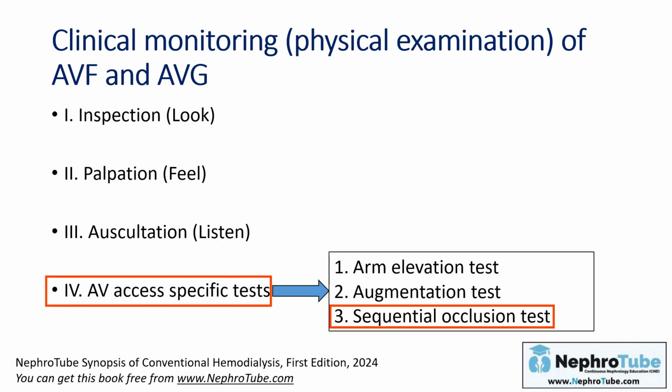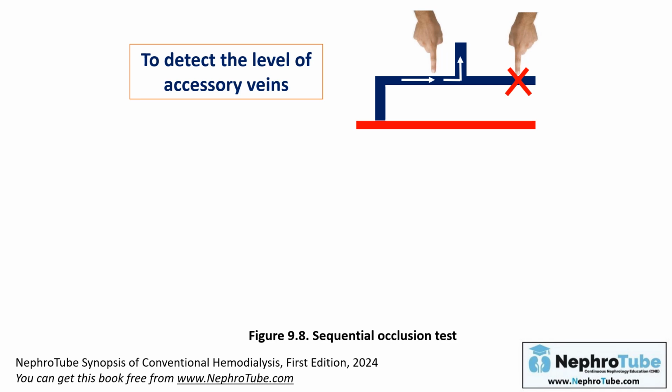The sequential occlusion test is important to detect the level of these accessory veins. We will talk in the next lecture more about accessory veins and these collaterals and their management, but in general, they are collaterals that are usually responsible for primary maturation failure of the fistula after the surgery. At 6 weeks after the surgery, the fistula doesn't mature. One of the causes of failure of maturation of the fistula is the presence of these collateral veins, and actually they are diagnosed by fistulogram, but you can diagnose them clinically, as I am mentioning now.